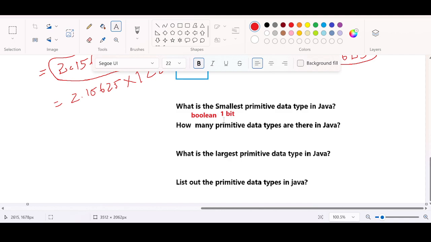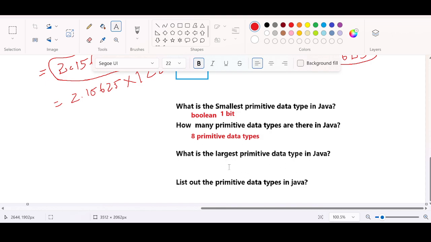Are we good? Forgot, no? Yes. How many data types are there in Java? Can you answer this question? How many primitive data types? Very much countable. 8 primitive data types. Okay.